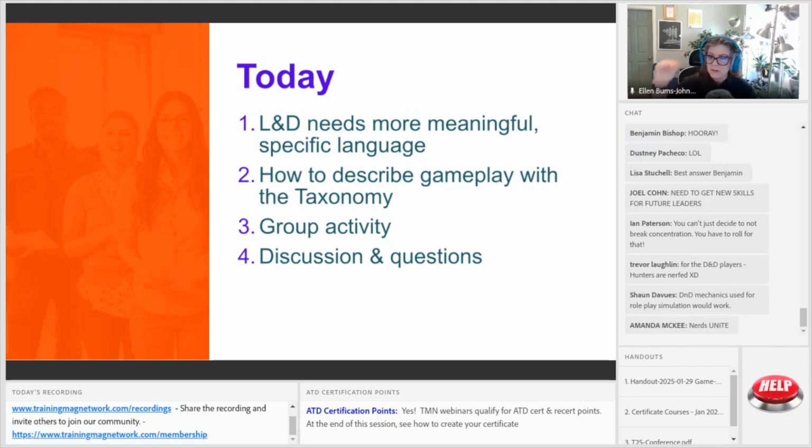Then we're going to go through an exercise where we actually look at how to describe gameplay with the taxonomy, and we're going to be using Minecraft to think through that. We're going to do a group activity, and then we'll set aside a good chunk of time for discussion and for questions at the end, too.